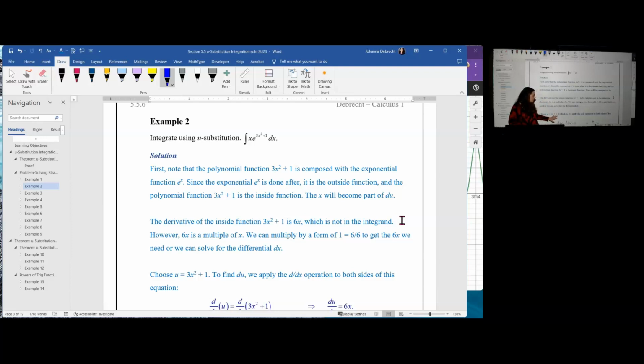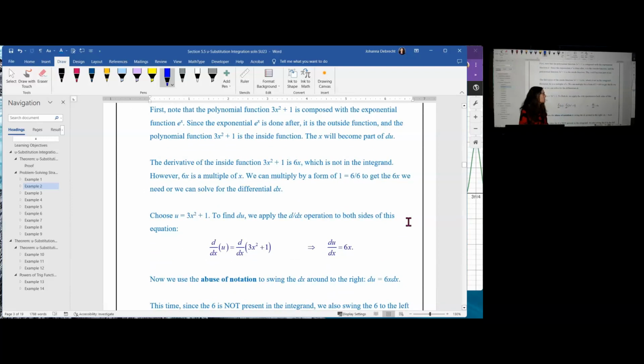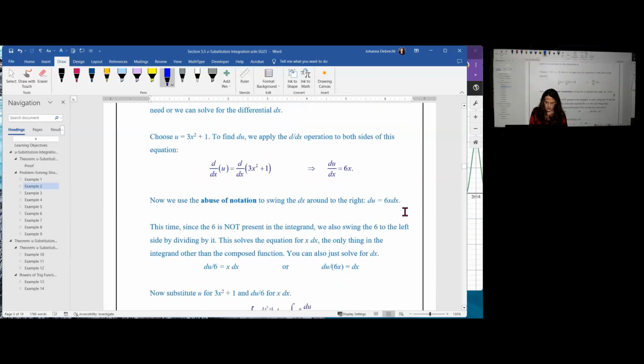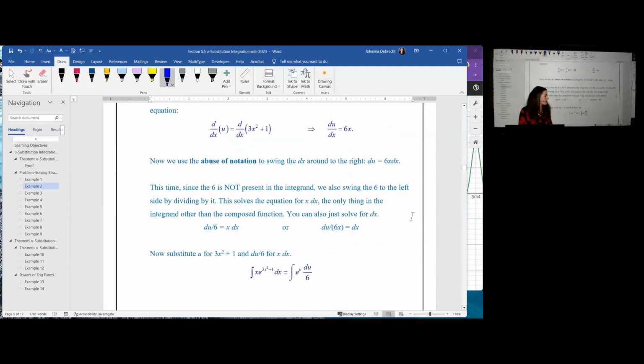We choose u to be the polynomial, and to find du, we take the derivative of u with respect to the original differential dx. This gives us du dx equal to 6x. And then we abuse the notation and swing the dx around. At this point, you have to make a choice. There are two ways to proceed.